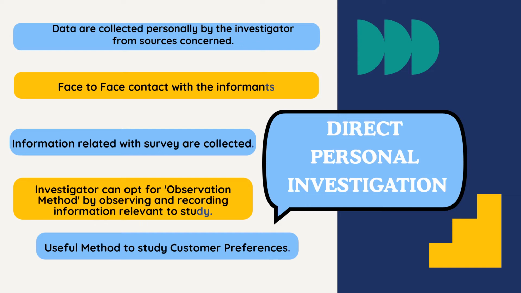In this method, you can meet the informant face to face, ask them questions personally, or you can observe them and evaluate your answer. Also, this method is mostly used for customer preference study. If a company is making a product, it would always be interested in knowing about the customer preferences, customer needs and wants. Then what it can do, it can go for direct personal investigation method to know the customer preferences.